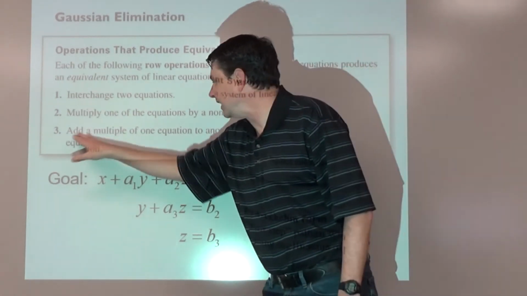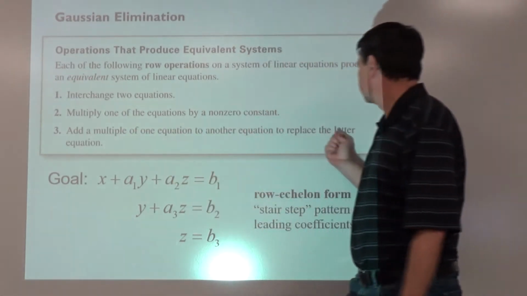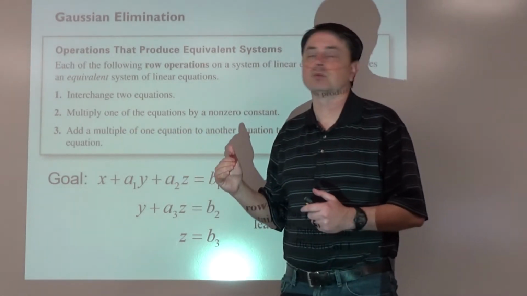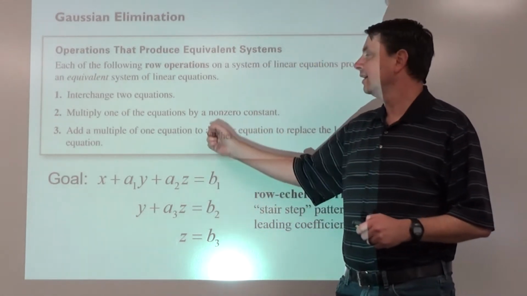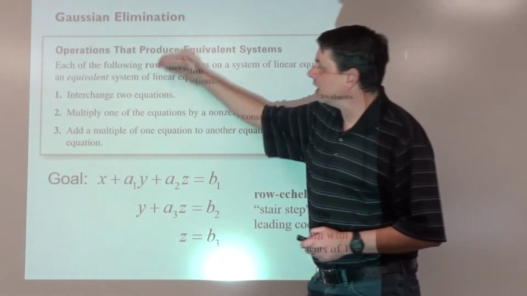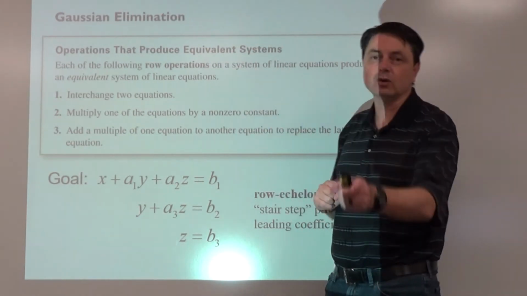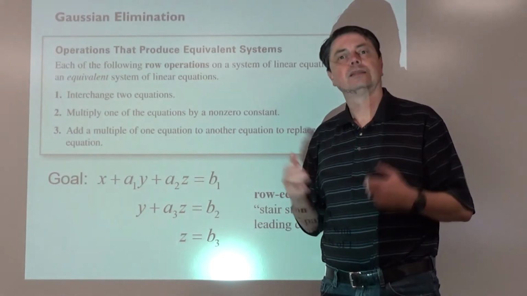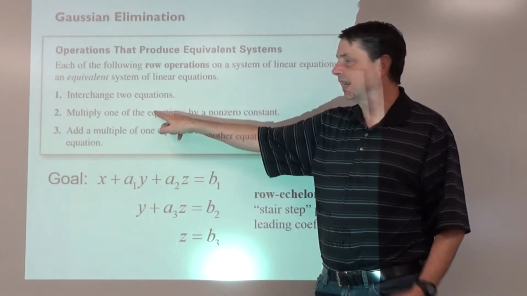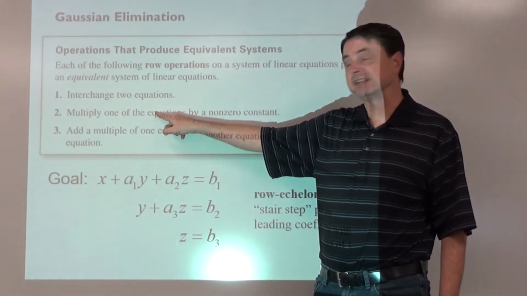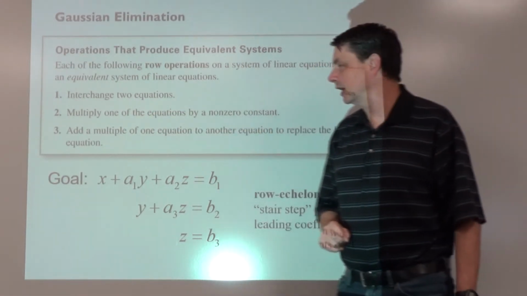And then third, I can add a multiple of one of the equations to another equation to replace the latter equation. So I can say I would like to multiply the first equation by 3 and add it to the third equation. That's allowed. Now what's not allowed, because it's not one of these 3, is I would like to multiply this equation by 2 and that equation by 7 and add them together. That's not allowed by one of our operations. We could do them in separate steps. I could multiply an equation by 2 and another equation by 7, and then later I could just add them together in separate steps, but not together.